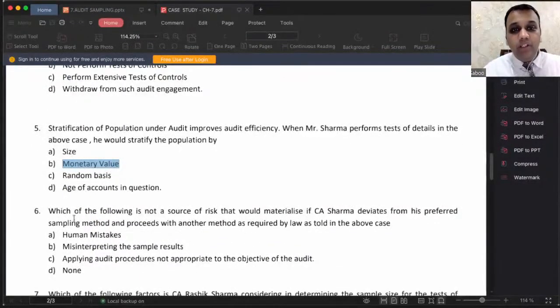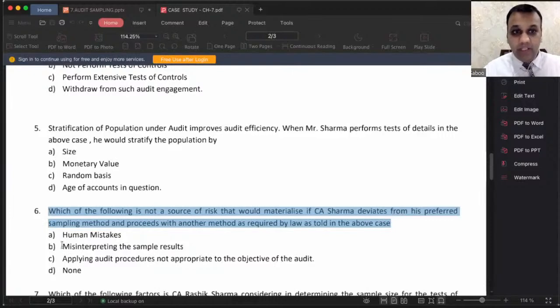Sixth question. Which of the following is not a source of risk that would materialize if CA Sharma deviates from his preferred sampling method and proceeds with another method as required by law as told in the above case? A, human mistakes. B, misinterpreting the sample results. C, applying audit procedures not appropriate to the objective of the audit. Or D, none.